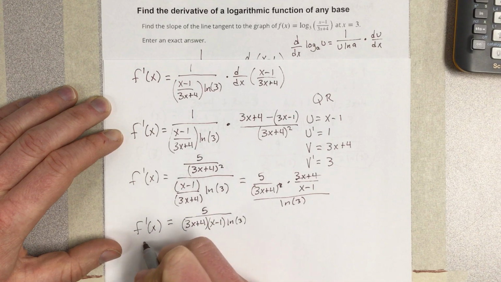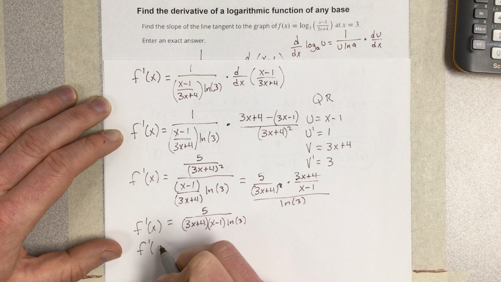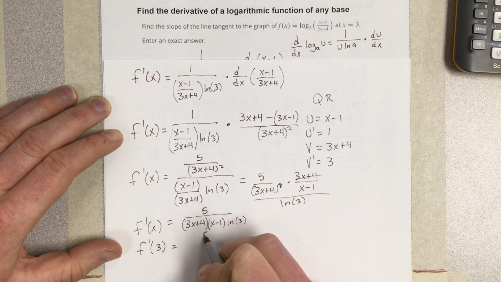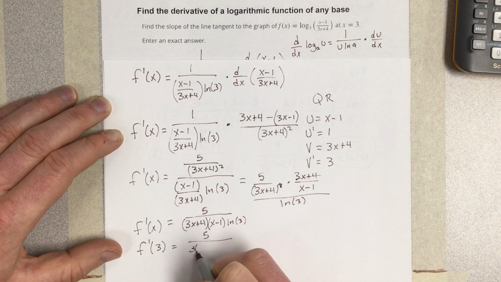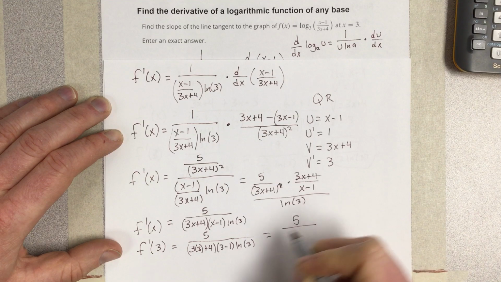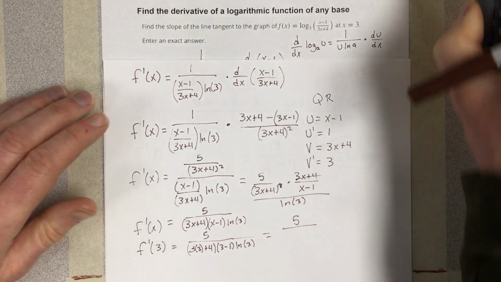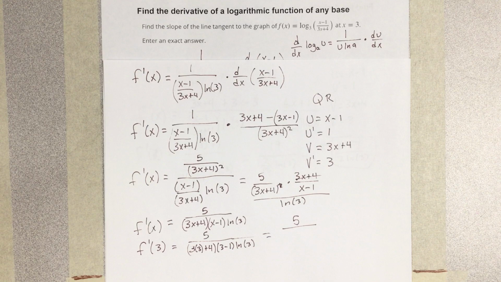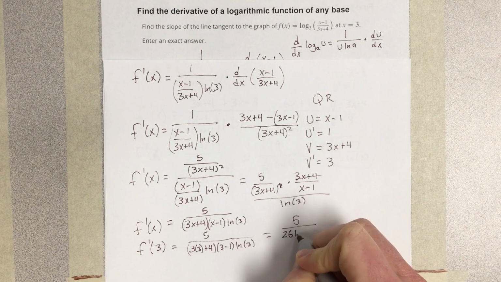So now if you want to find out what f prime of 3 is, you would plug it in. So you'd have 5 over 3 times 3 plus 4, times 3 minus 1, natural log of 3. So you get 5 over, this would be 3 times 3, 9, plus 4, times 2, we get 26 natural log 3.